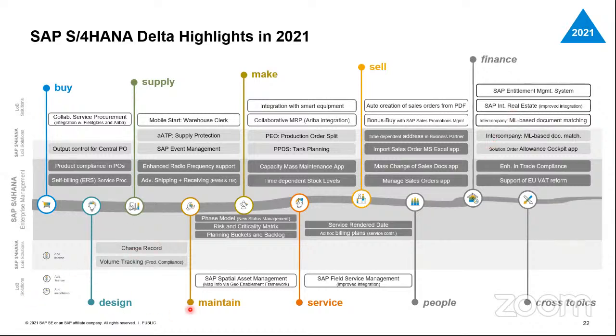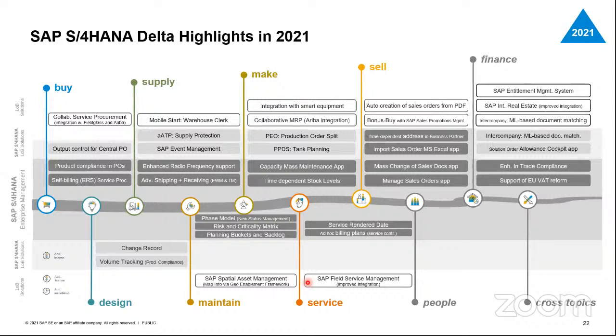Okay, and then on the design side, which is PLM, there is better support for change records, product compliance, and volume tracking, which are additional solutions, not specifically within the core. In maintenance, there is spatial asset management. So additional functionality to map via the geo enablement framework, which I will cover when I go to the maintenance part. And in the cloud maintenance solutions, the asset intelligence and intelligent maintenance solutions, there is new status management capability, the ability to look at risk and criticality for planning purposes, and enhanced planning capabilities in managing backlogs, planning buckets, etc. And service, field service management, which is an external solution, has improved integration possible.